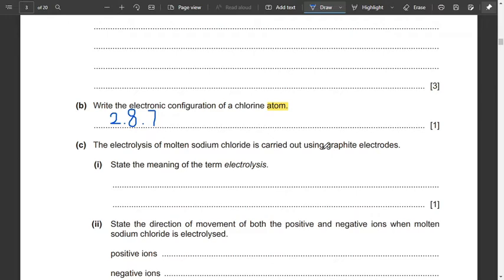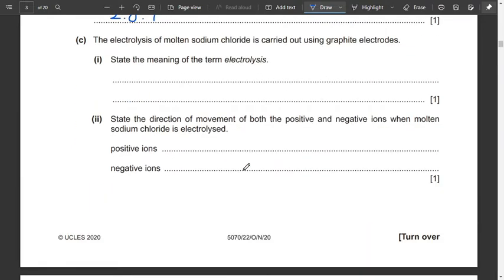Moving on to part 2, state the direction of movement of both the positive and negative ions when molten sodium chloride is electrolyzed. So positive ions move to the negative electrode.